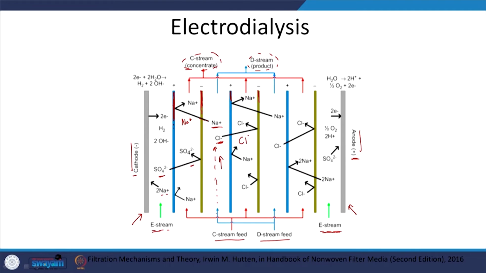So, thus you are going to have alternating membranes, or ion-specific membranes, and you are going to have a potential. You are going to have a stream where the concentration of the ions is relatively high, that is the reject stream, and another stream where the concentration of the ions that you want to remove is relatively less. So, some aspects: when will this work fine?